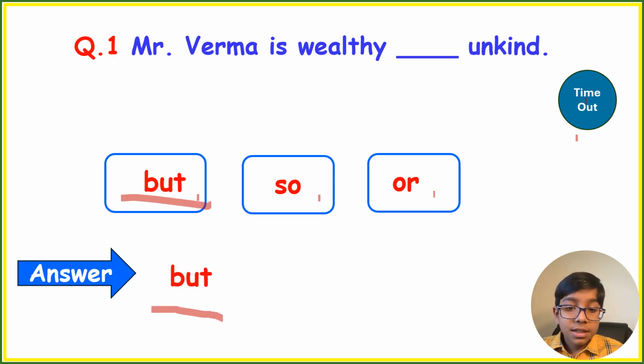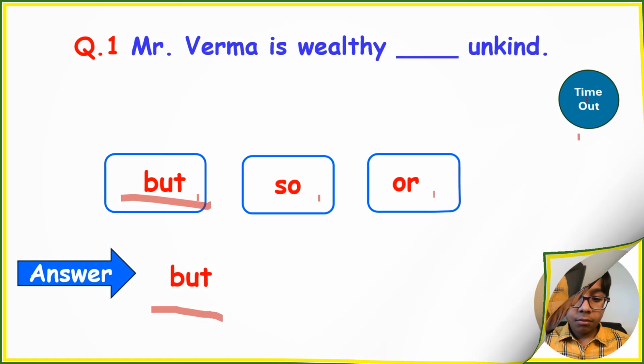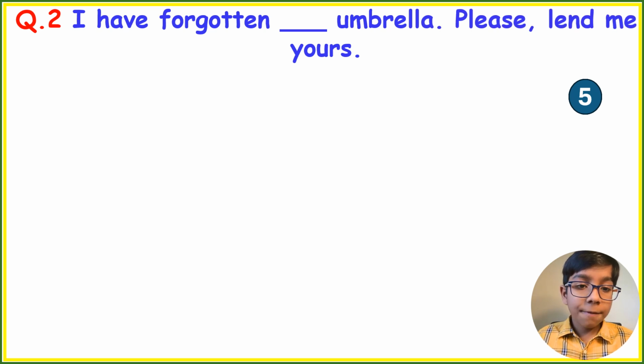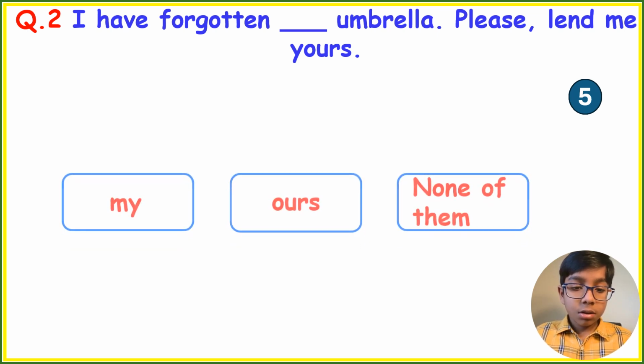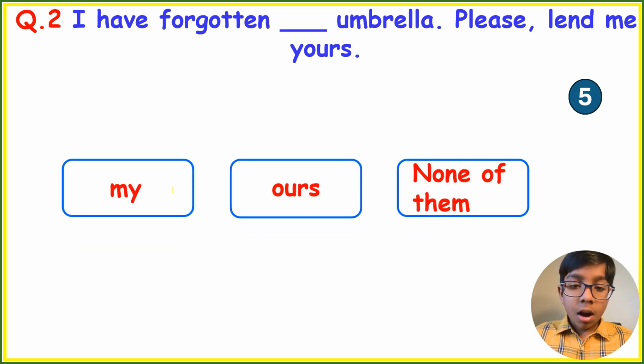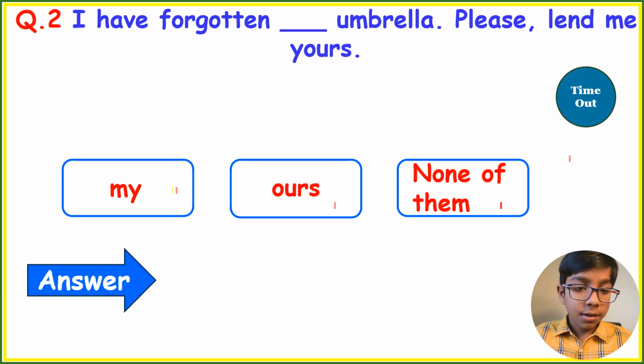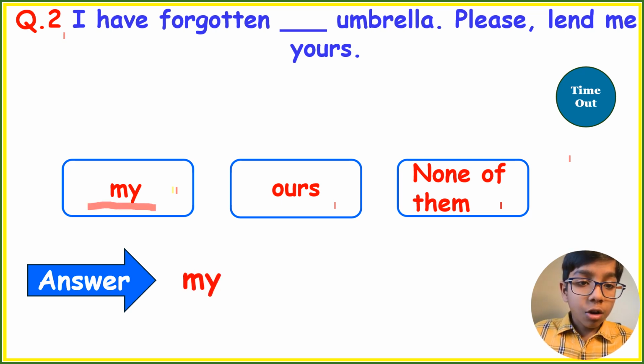Your next question is: I have forgotten dash umbrella. Please lend me yours. My, ours, none of them. Your time starts now. And your correct answer is my. My is the possessive pronoun of I.